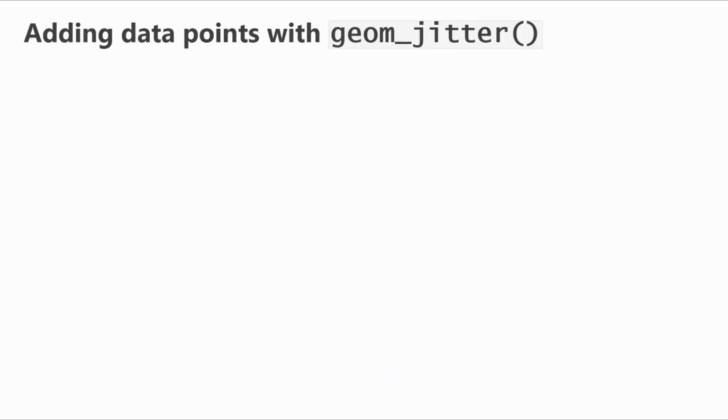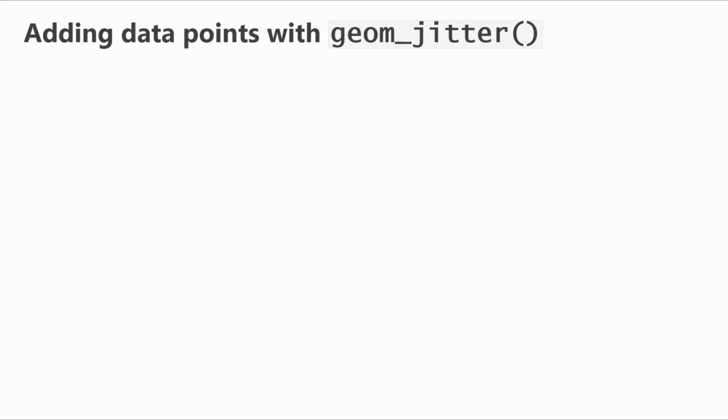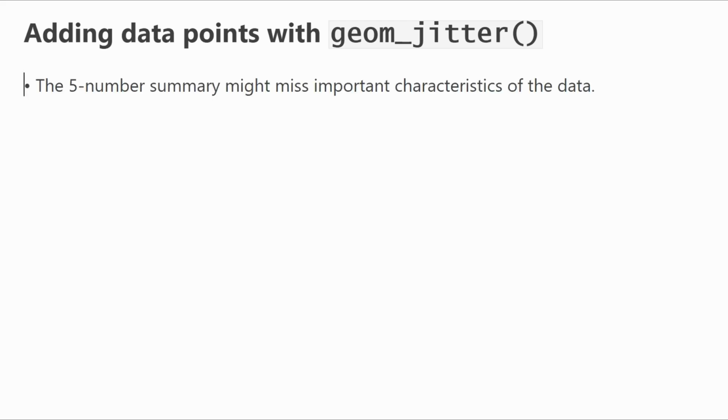In this section, we'll be looking at how to add an additional layer of points to our boxplots with the geom_jitter function. As we mentioned before, boxplots provide a high-level summary of the distribution. They summarize 5 numbers in the data, the median and the interquartile ranges. The problem with this is that summarizing also means that we lose information.